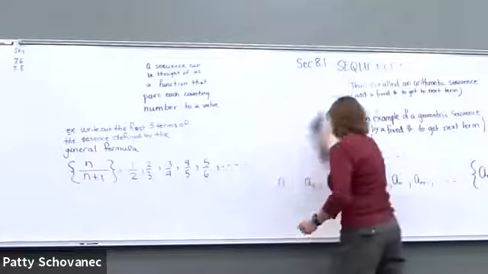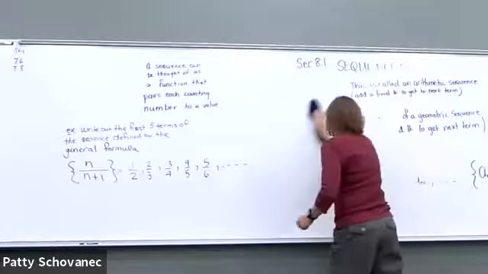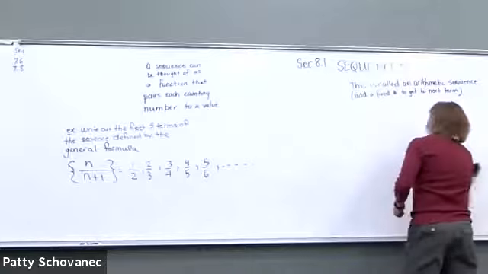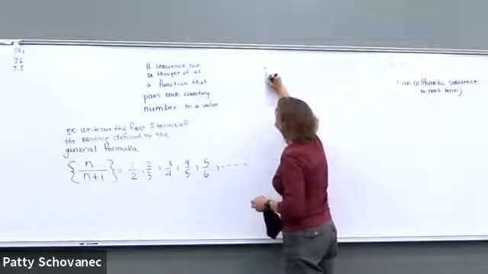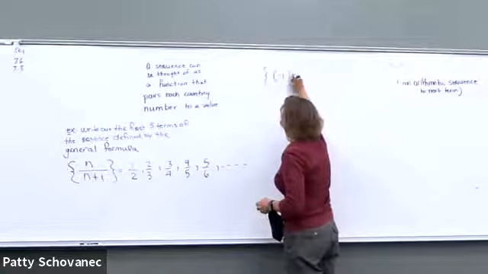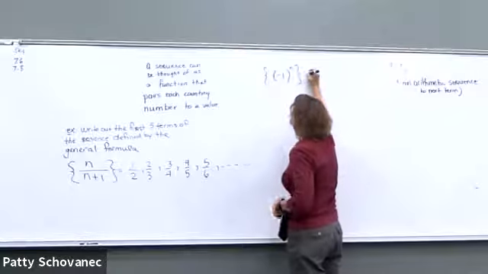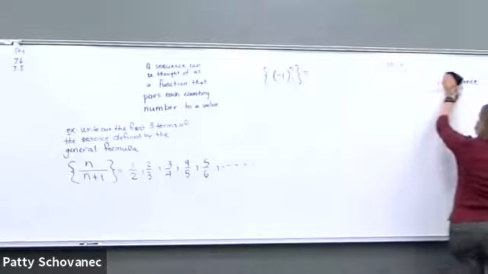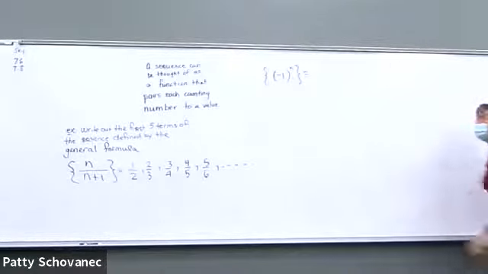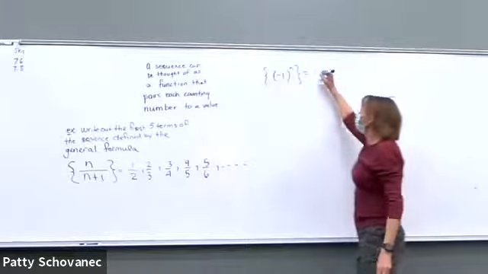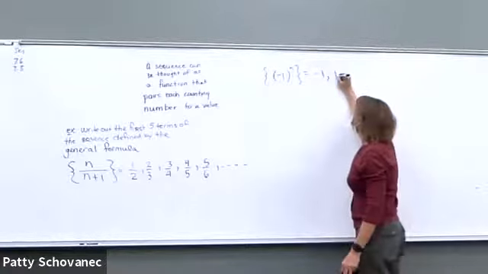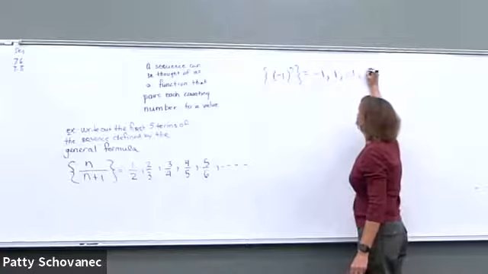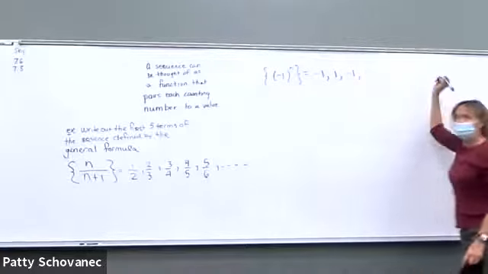Here's a sequence for you. Write out the first 5 terms of (-1)^n. What's the first one? -1, 1, -1, 1, -1. Okay.